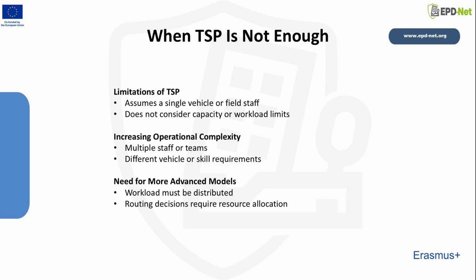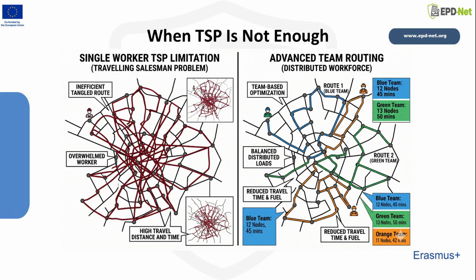Many real-world workforce routing scenarios involve multiple staff members or teams, each with limited working hours, different skill sets, or specific resource requirements. In such cases, assigning all visits to a single route is not feasible. When workload distribution and resource allocation become necessary, more advanced routing models are required. These models extend beyond simple sequencing and allow routing decisions to consider multiple resources, making them better suited for complex workforce operations.